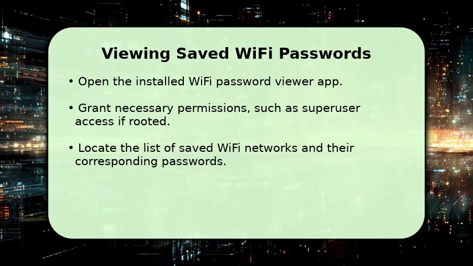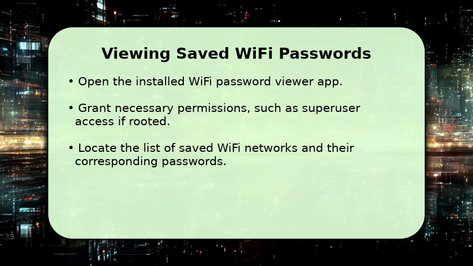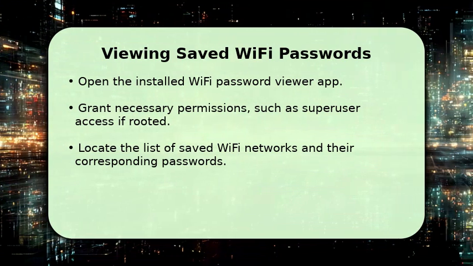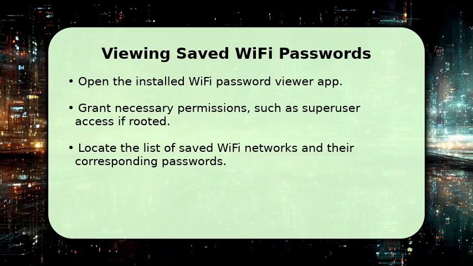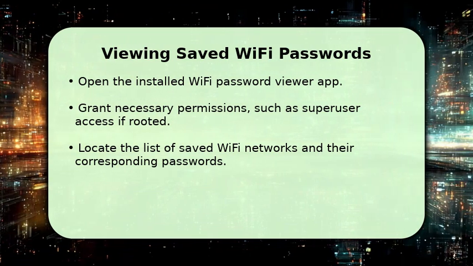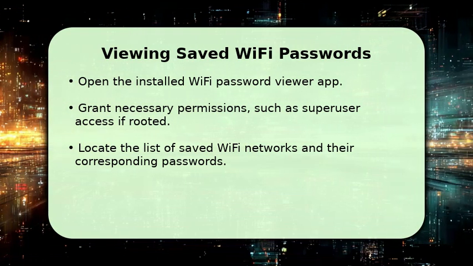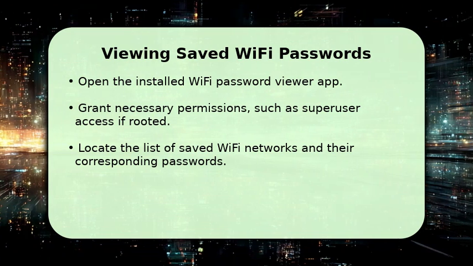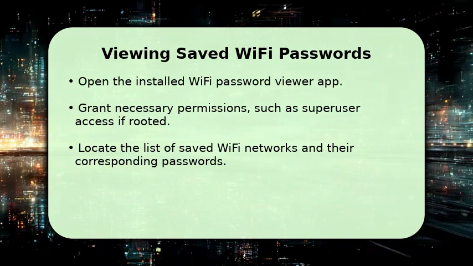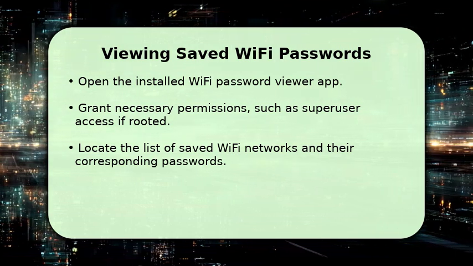Once the app is installed, open it on your device. You will likely be prompted to grant certain permissions, especially superuser access if your Android device is rooted. This permission is essential for the app to access the system files where Wi-Fi passwords are encrypted and stored. After granting permissions, the app will display a list of all Wi-Fi networks your device has connected to, along with their respective passwords, usually in plain text.